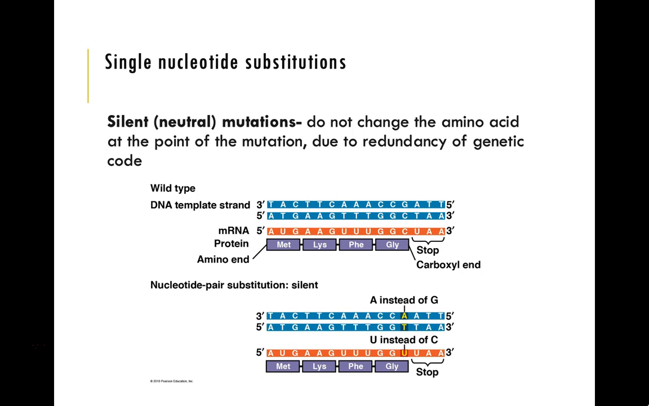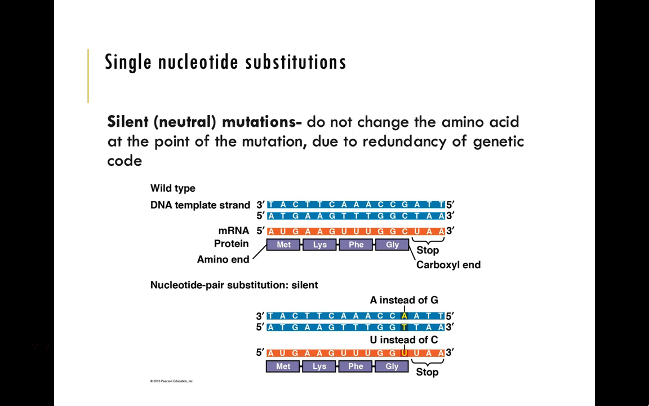So let's talk about some of these types of mutations. There are two main types. There are single nucleotide substitutions. So these are where one base pair is changed for another. And the other one is insertions or deletions. So let's start with single nucleotide substitutions.